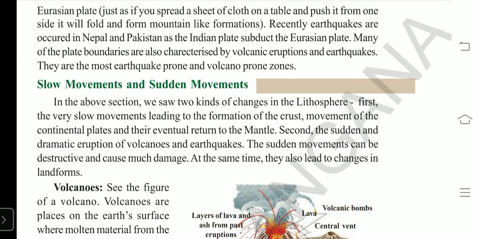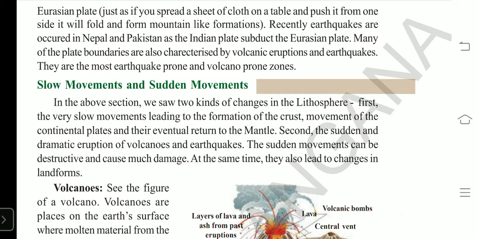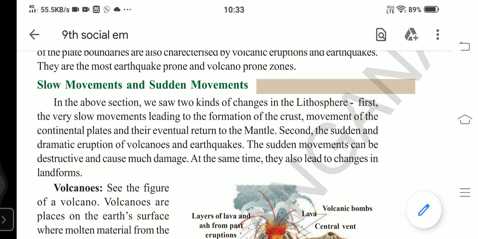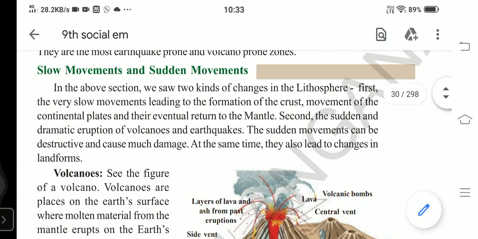Right? We have seen that two kinds of changes take place on the lithosphere. One is a very slow movement. The slow movement leads to the formation of the crust. When the plates move very slowly, one plate dips into the mantle, so the crust part on that dipping plate collides and becomes part of the mantle, right? And magma comes up from the mantle, leading to the formation of new crust. This is because of just a slow movement.